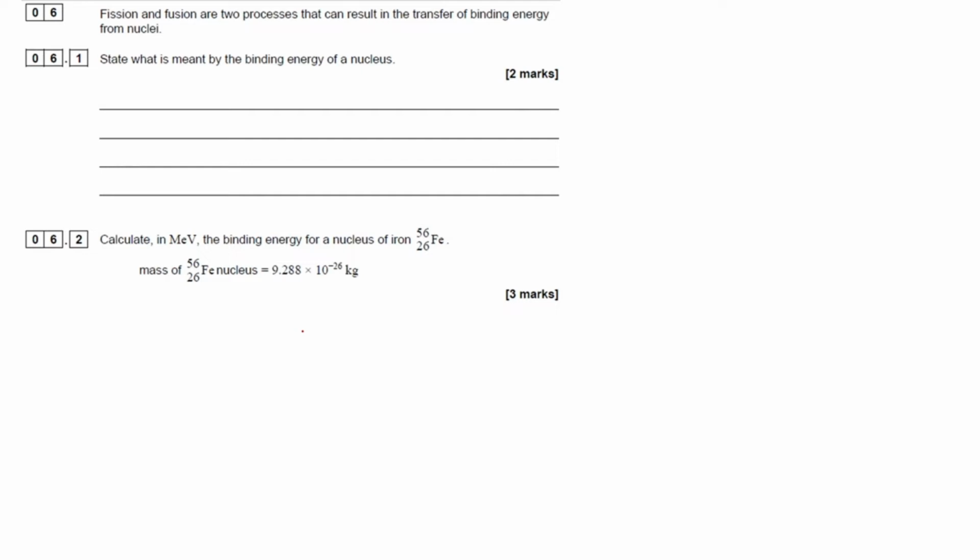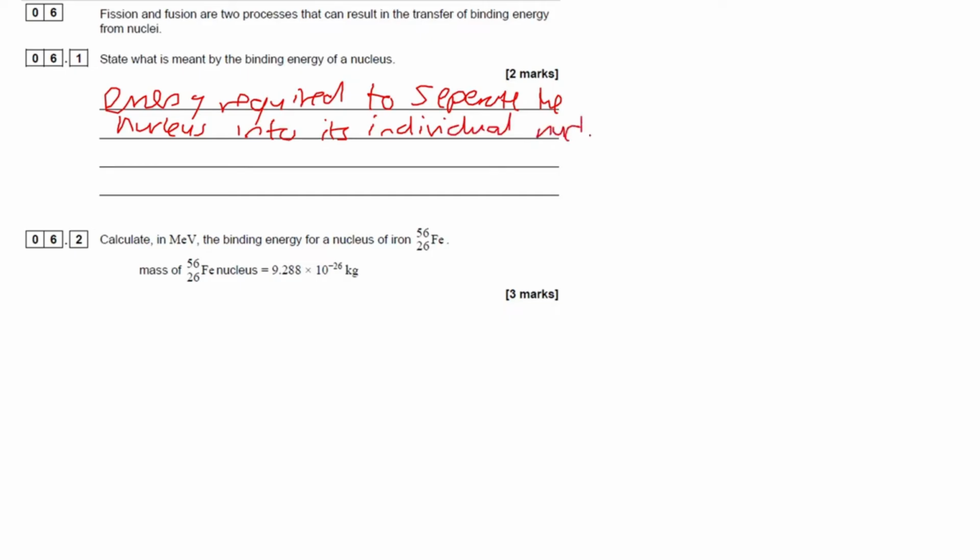Question 6, there are two ways to answer this first part, the definition for the binding energy. You can either say it's the energy required to separate the nucleus into its individual nucleons. Okay, so that's fine, that's the definition. Otherwise you could also say it's the energy released when the nucleus is formed from the individual nucleons. It's important to say the individual nucleons rather than just saying the energy required to separate the nucleus.